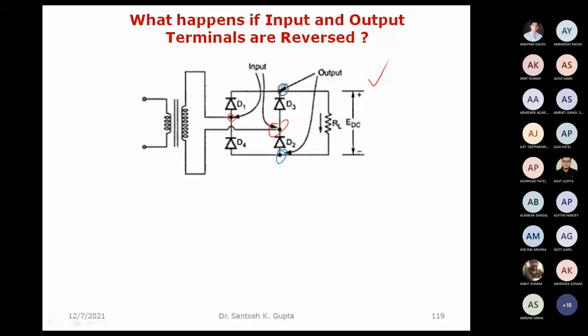So far we have seen the half wave rectifier and the summary sheet, which you can see. So the full wave rectifier has been realized using two different methods and rectifier.